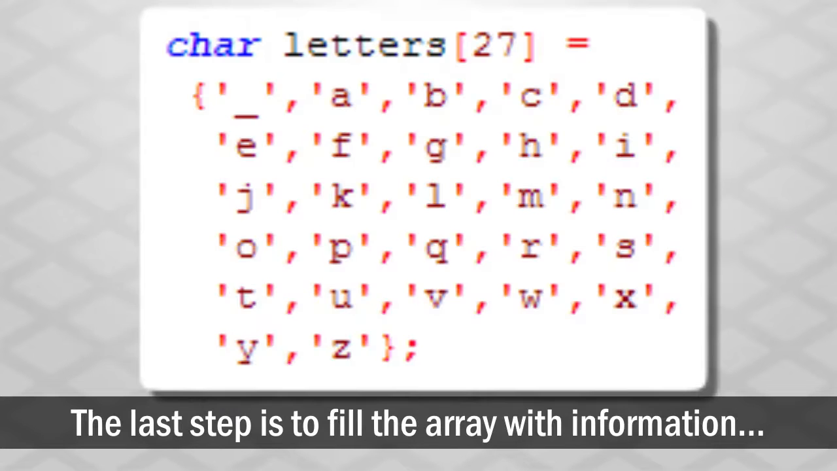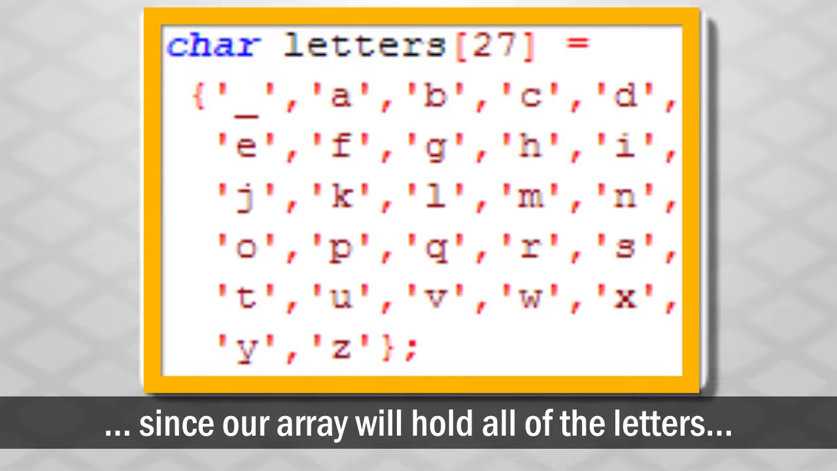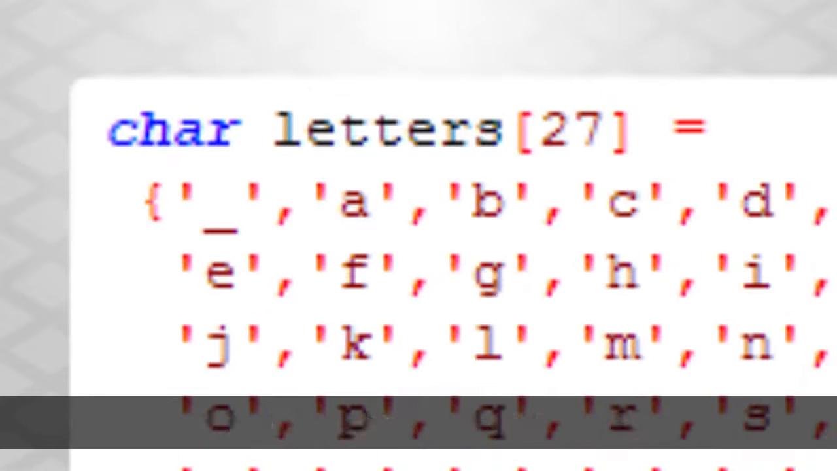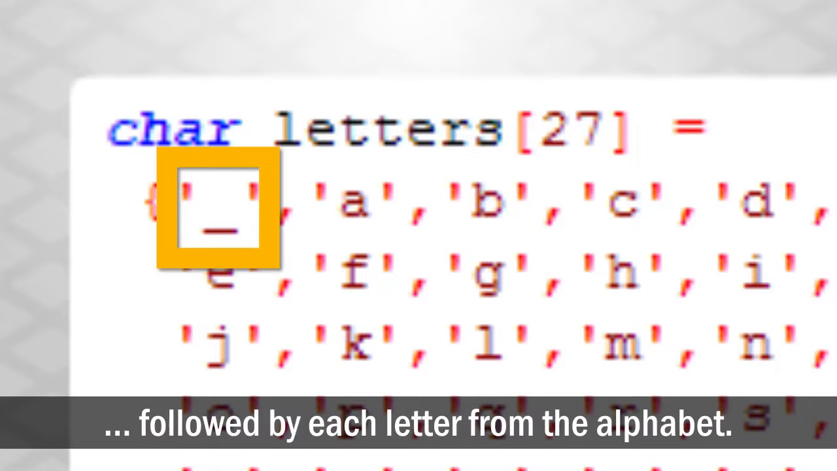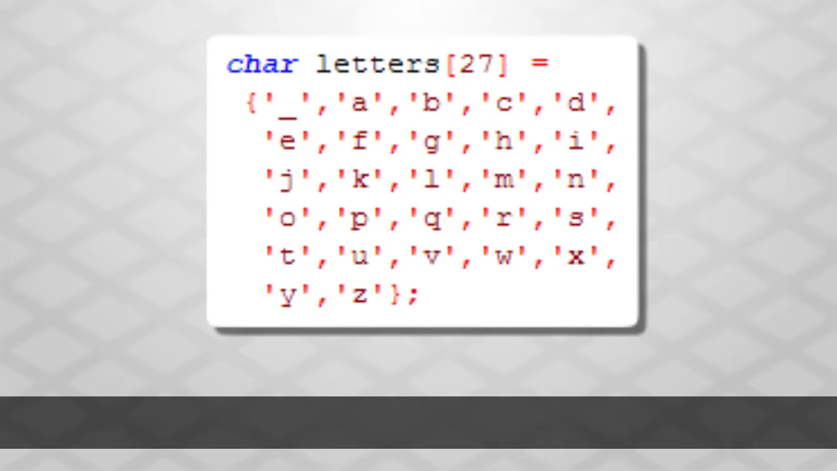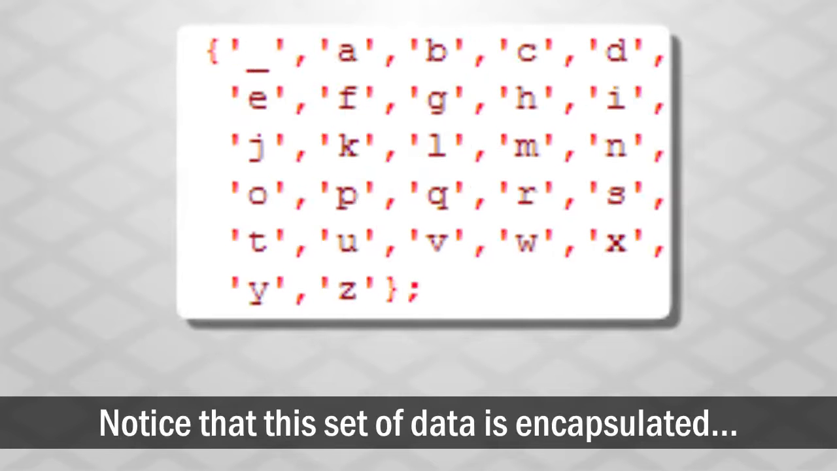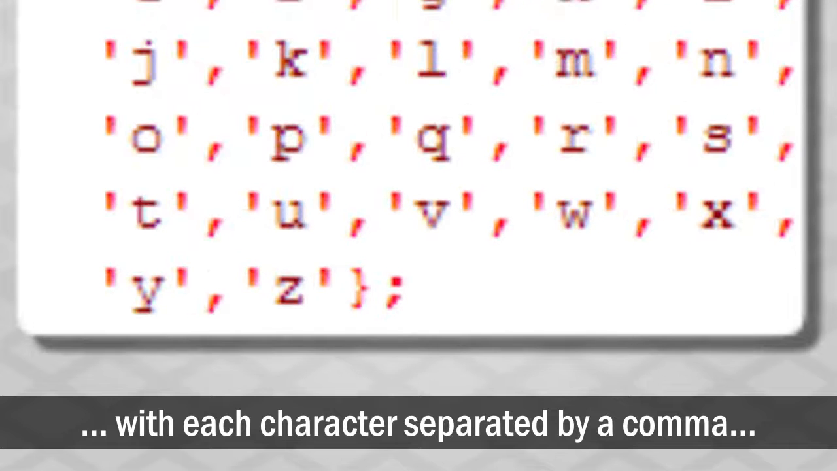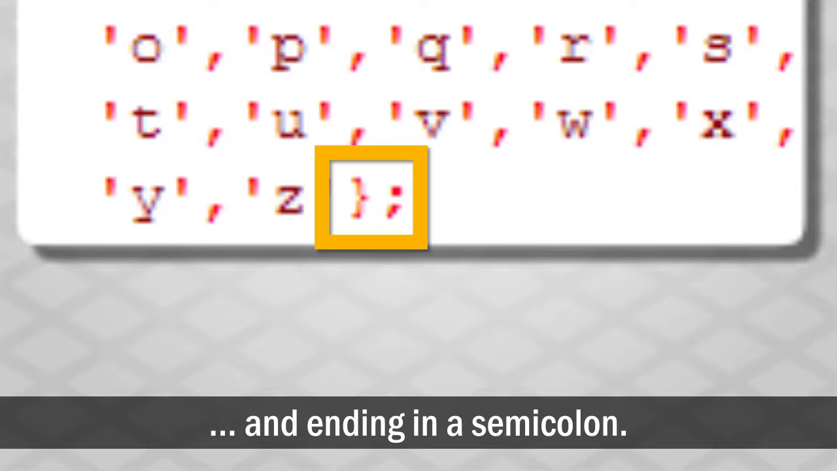The last step is to fill the array with information. Since our array will hold all of the letters that are able to be scanned in the barcode challenge, we'll pre-populate the array with an underscore character, followed by each letter from the alphabet. Notice that this set of data is encapsulated by a set of curly braces, with each character separated by a comma and ending in a semicolon.